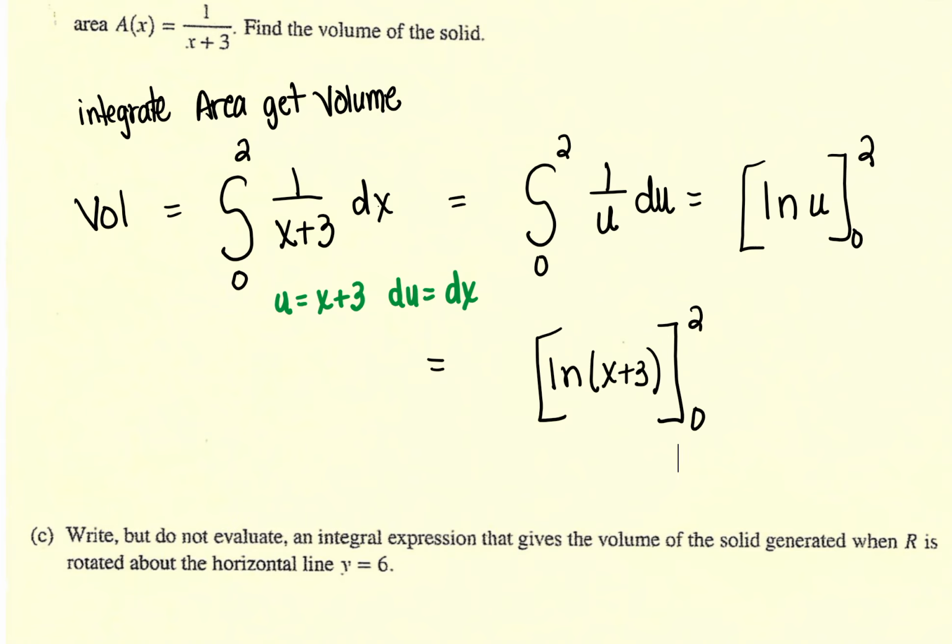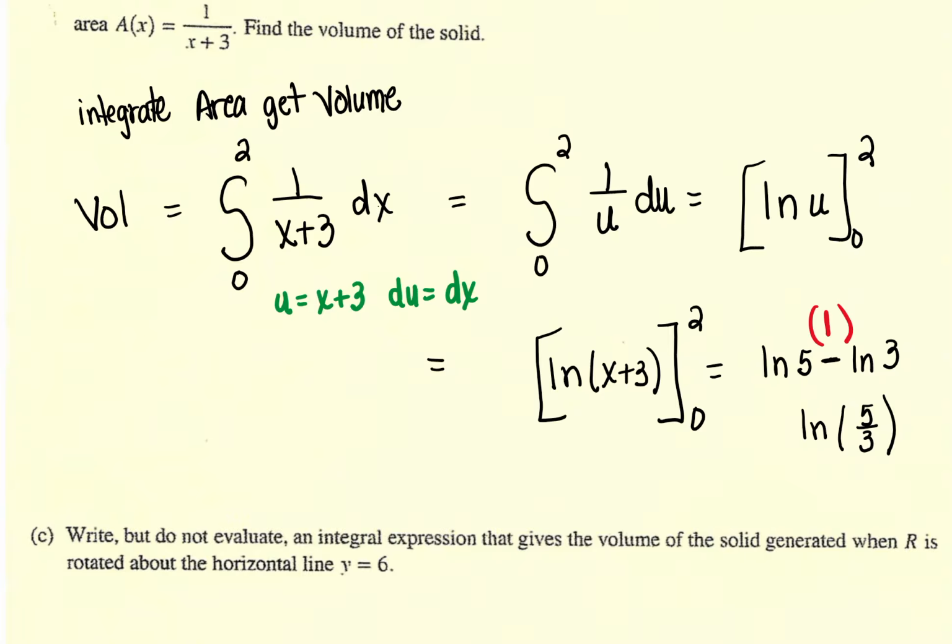So let's put those values in. Put your 2 in, and you have the natural log of 2 plus 3, which is 5, minus the natural log of 0 plus 3, which is going to be 3. They would give you that, but you could also know that if your logarithms are apart by subtraction, you can bring them back together by division and have the natural log of 5/3. But they would give you your answer right there too.